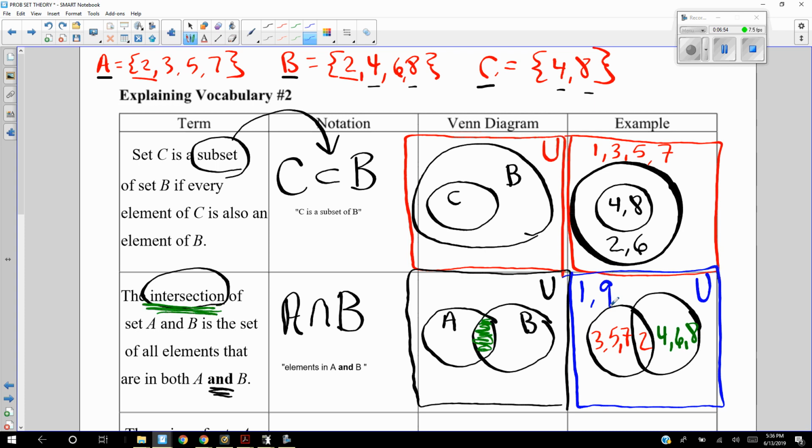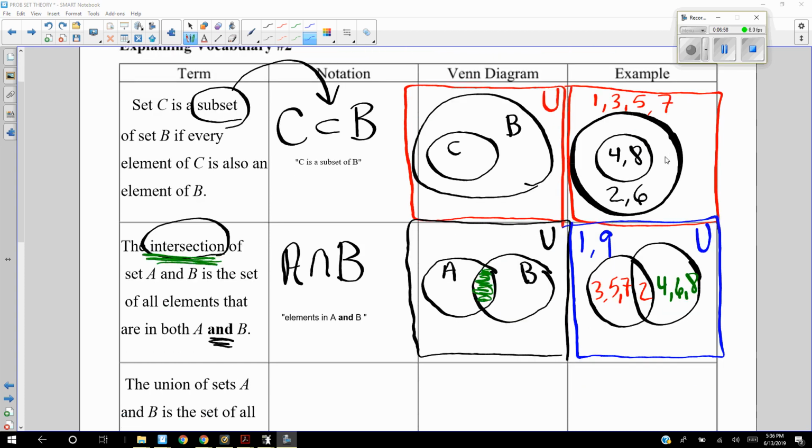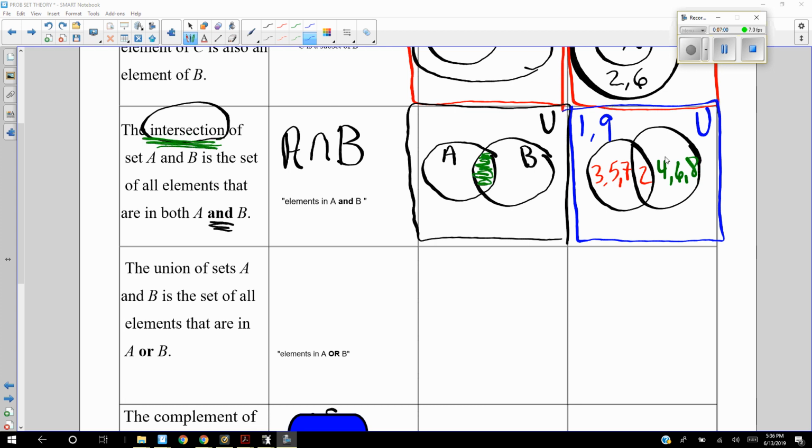And 9 is left. That's it. So intersection and the word "and" go together, and union goes with the conjunction word "or". So union of sets A and B is the set of all elements that are in A or B. So the union symbol, again, looks like a U. It's not a U, but it's that same general shape.